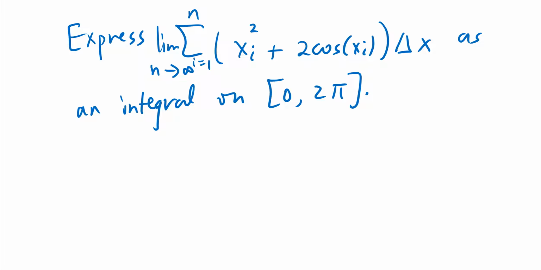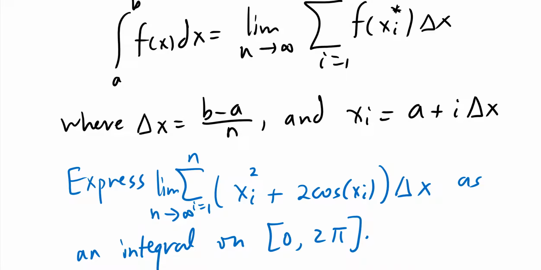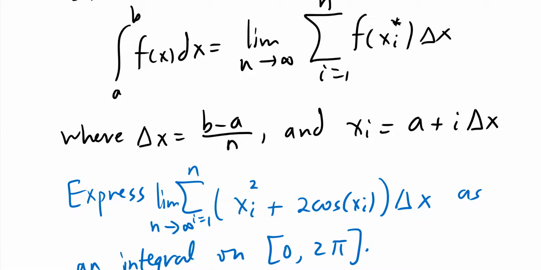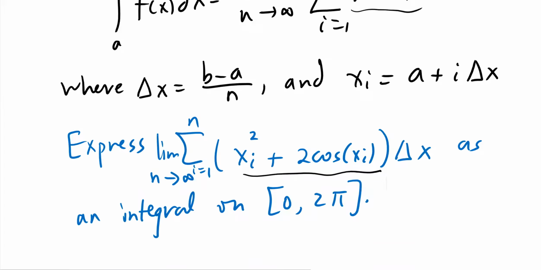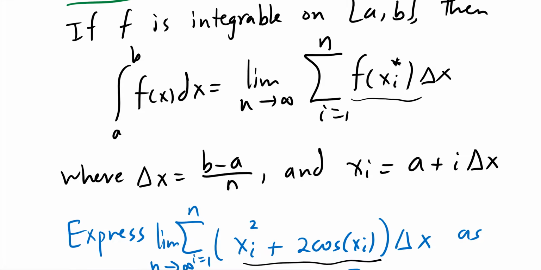So it might look difficult to students. Oh my god, what am I going to do with this? Just compare it to the theorem right above it. They give us the right hand side of the theorem, and we just need to get the left hand side. So notice this matches this. The function f of x is simply x squared plus 2 cosine x, no need for the i. And then delta x is just dx.